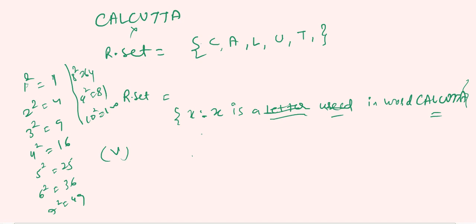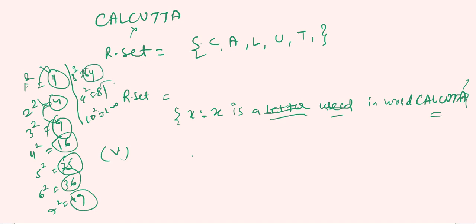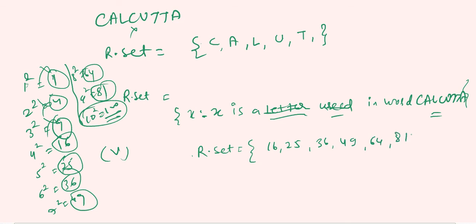So in this particular question, as you can see, this 1 is single digit, so just leave it. 4 single digit है छोड़ दो, 9 single digit है छोड़ दो, 16 double digit, double digit, double digit, ठीक है, then double digit, double digit. This is 3 digits, so leave it. So the roster form for this question is 16, 25, 36, 49, 64, 81. Clear?